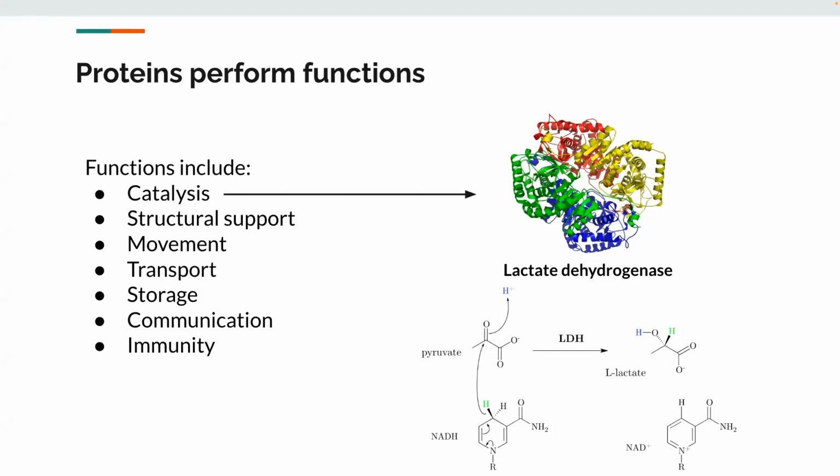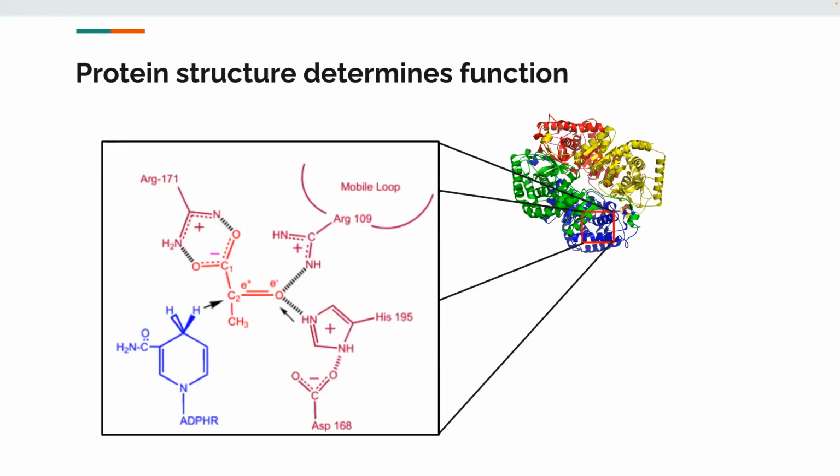So proteins perform functions. I listed off a bunch of main functional groups. This includes catalysis, structural support, movement, and so on. And on the right, I'm outlining a specific example for the protein lactate dehydrogenase, which is an enzyme that converts pyruvate to L-lactate, a single stereoisomer of the product. And so lactate dehydrogenase works through the very specific structural coordination of three residues that help stabilize the intermediate for this reaction, or the transition state for this reaction.